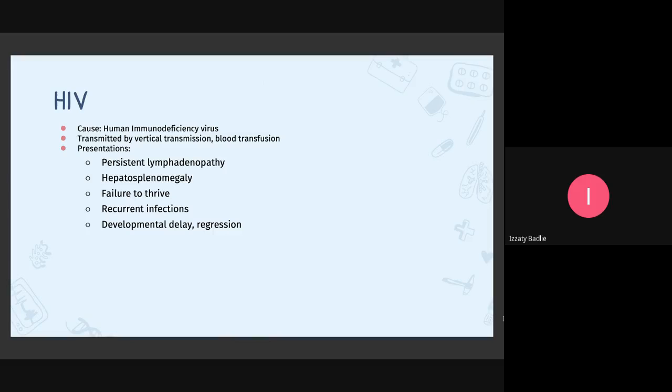For HIV, it is transmitted by vertical transmission or by breastfeeding, and also by blood transfusion. The presentation, as stated, is persistent lymphadenopathy, hepatosplenomegaly, failure to thrive, recurrent infection, and also developmental delay or regression.